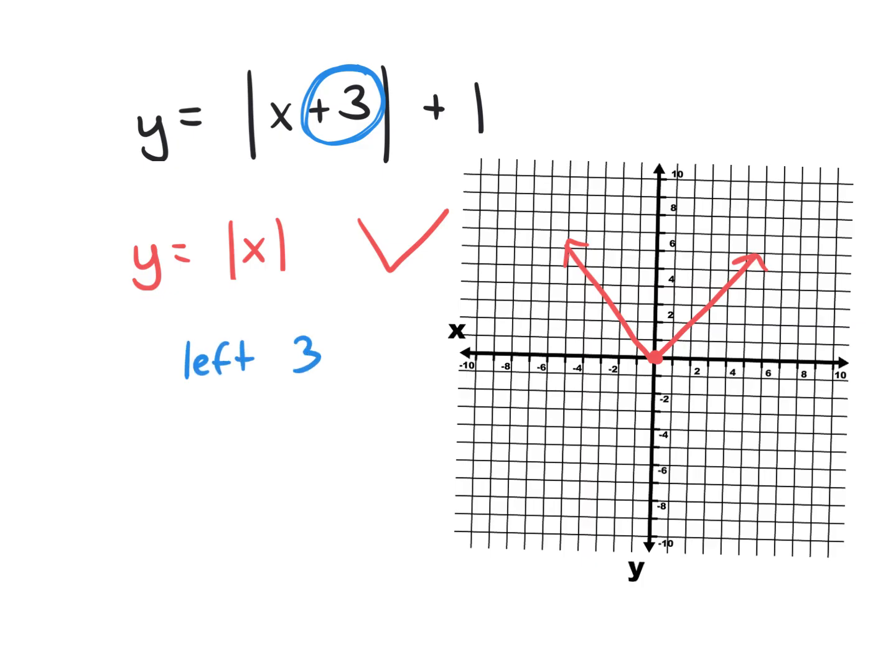Is there anything else happening? Yep, this +1 is telling us we need to go up 1. Yep, y is we think normal. Good. So now listen to that and move your vertex in that direction. So we're going to go left 3, up 1. So your new function should look like this.